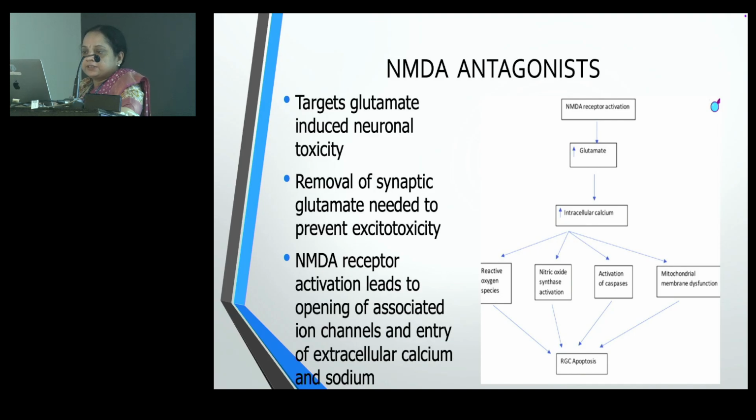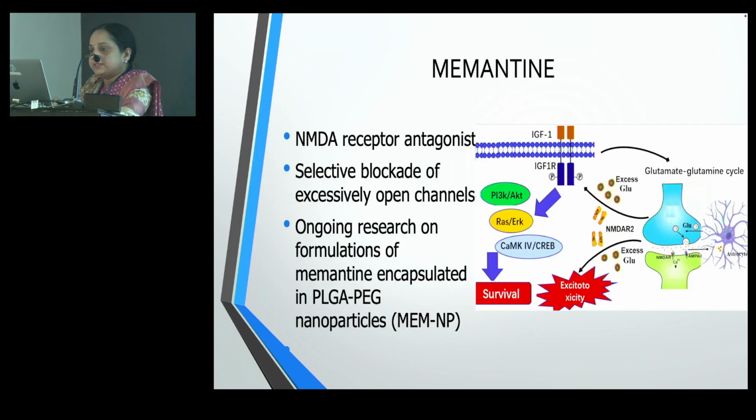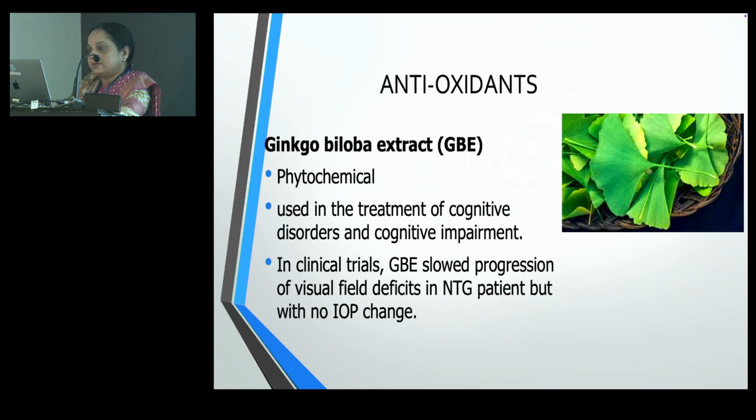NMDA antagonists target the excess glutamate, which can cause neuronal toxicity. This excess glutamate increases the intracellular calcium, which leads to a series of events leading to retinal ganglion cell apoptosis. Memantine is an NMDA receptor antagonist. It selectively blocks the excessively open channels. There is ongoing research on formulations of memantine-encapsulated nanoparticles.